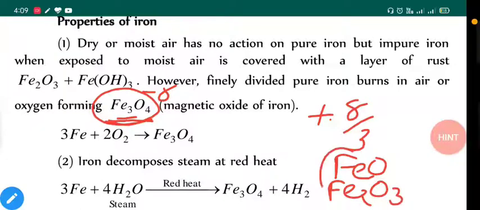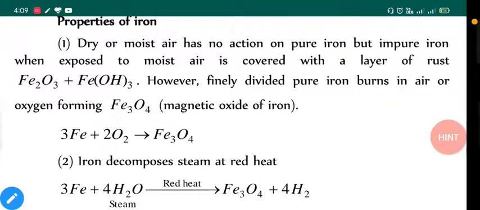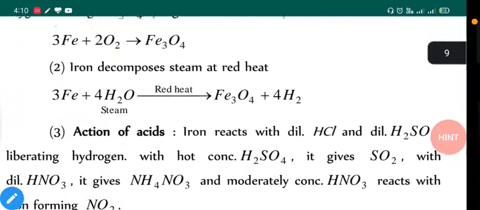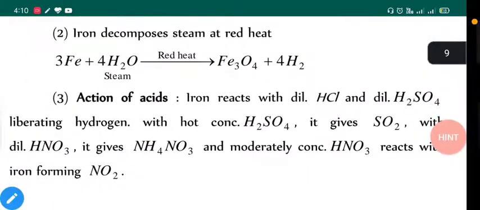So overall we have 3 Fe's as we can see here, and a total of 4 oxygens. So 1 mole of FeO plus 1 mole of Fe2O3 gives Fe3O4. The simple reaction is as mentioned: 3Fe plus 2O2 gives Fe3O4. Now, the decomposition of steam by iron: 3Fe plus H2O, it will break down the H2O and gives Fe3O4 and H2 gas.